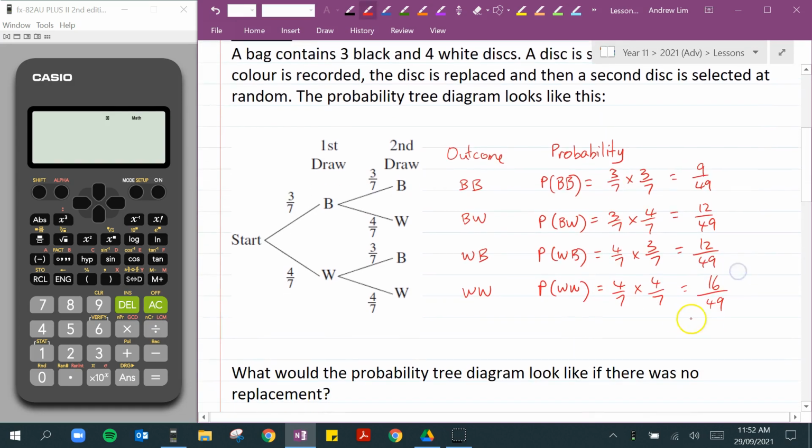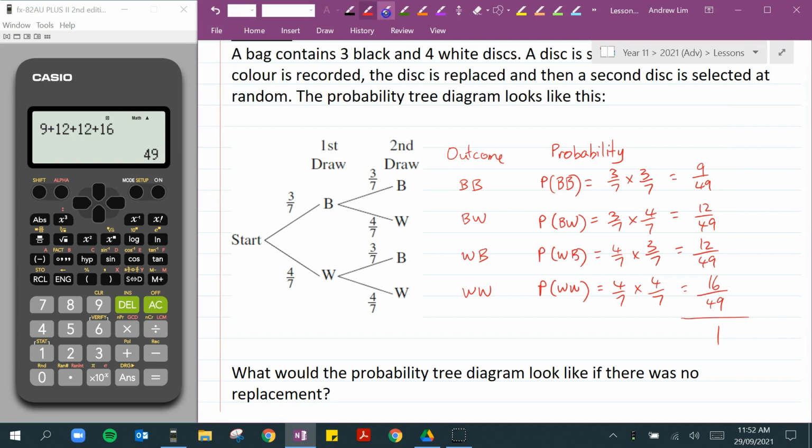Now, if we were to add all of these together, we should get 1. So because they all have the same denominator, I'm just going to add the numerators. 9 plus 12 plus 12 plus 16 is 49. 49 out of 49 is 1. Okay, the probabilities should always add to 1.